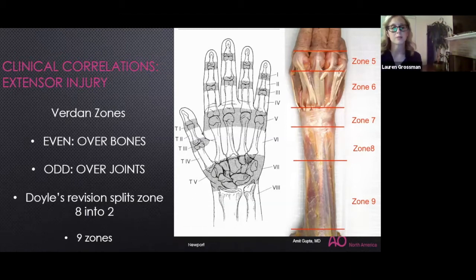A little tip is to remember that the even zones are over the shafts of your bones, and the odds are directly over your joints. Later on, Doyle made a revision of Verdun zones and split zone 8 into 2 zones, making it zone 8 and 9. Again, for the same purpose, to understand how to treat these, as they are treated differently in these zones.